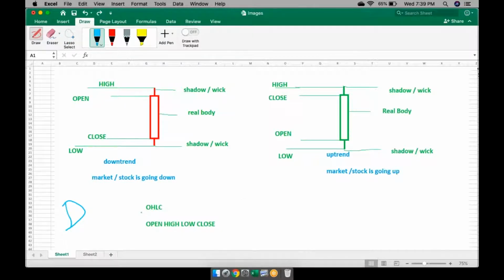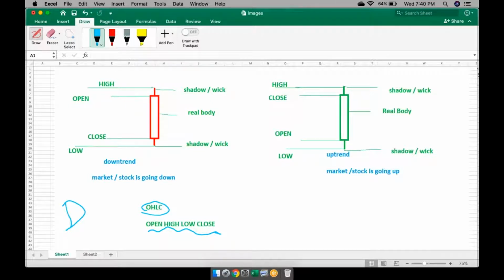OHLC. The full form of OHLC is open, high, low, close. To understand the OHLC, let me tell you in simple words, without taking big numbers. First, let me show that in a candle.